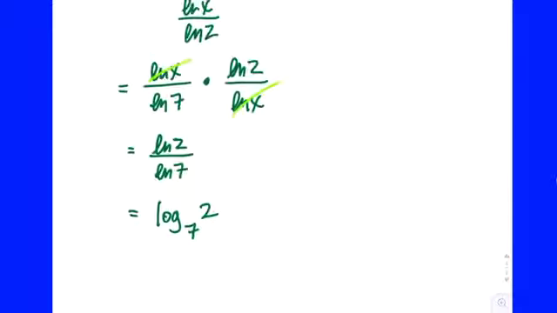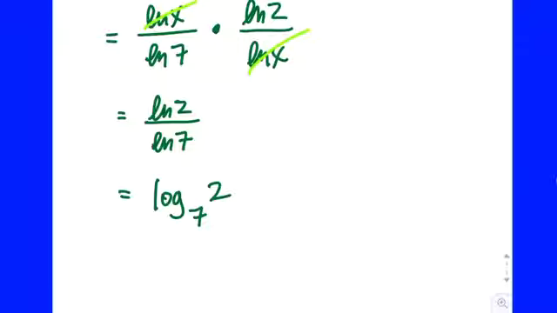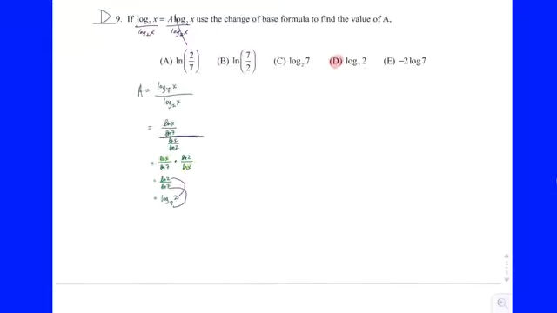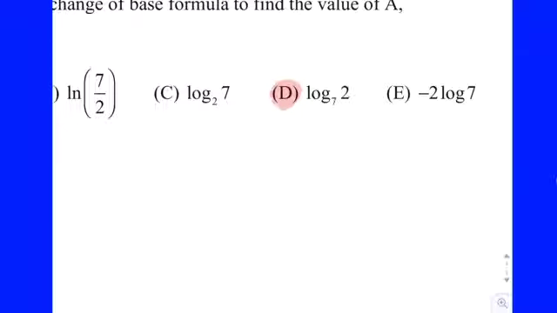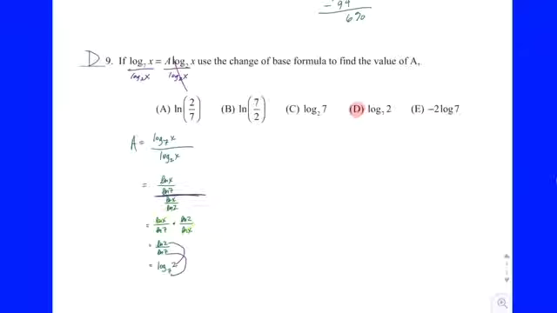Well, let's see. We'll convert it back, using the change of base formula again. Since the 7 on the bottom is the base, and the numerator is the argument, it's log base 7 of 2. And that is answer choice D. Yeah. Okay, there you go. Any comments or questions on that?